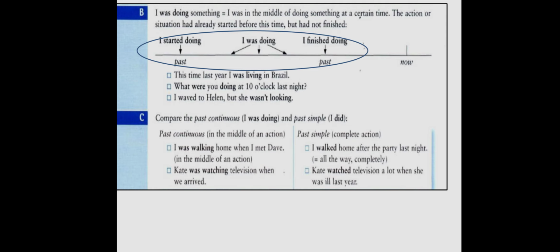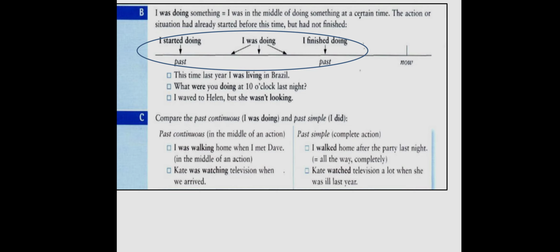Here we can say the rule: when an action interrupts another action. I met her while I was walking. I was walking and I continued walking, and I met her in the middle. Met her and finished and continued walking. So we use past continuous for the long action, and for the short action we use past simple. And here one action interrupts another action.